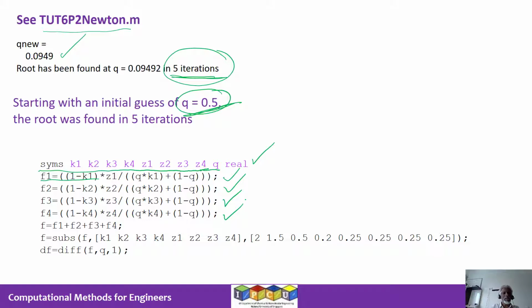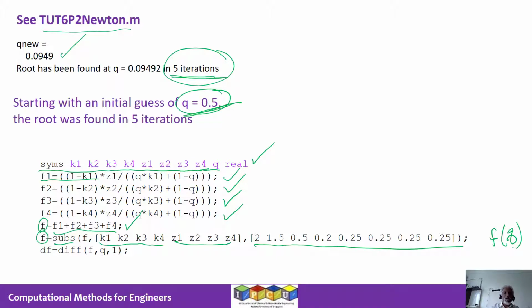All right. Then the total function is the summation of the four species terms related to the four species. So f is equal to f1 plus f2 plus f3 plus f4. And then in that expression for f, I'm going to substitute for k1, k2, k3, k4, z1, z2, z3, z4 the given values. So at this point, my f will be a function of q only, because all the other symbols have taken numerical values.